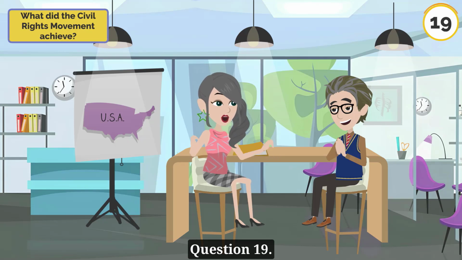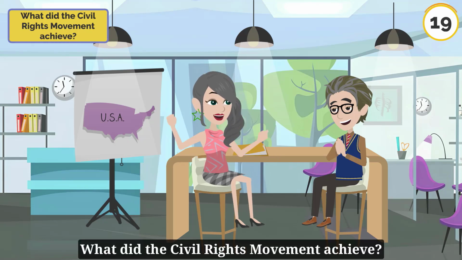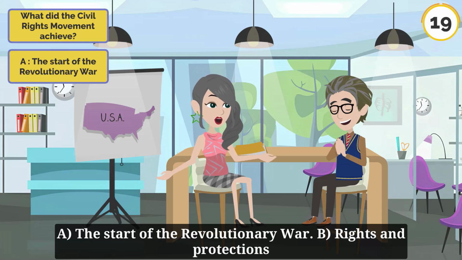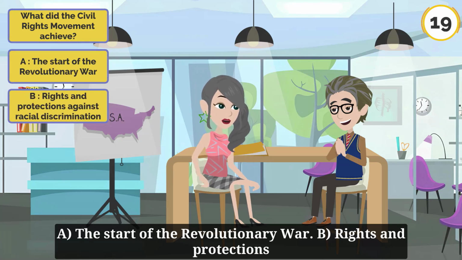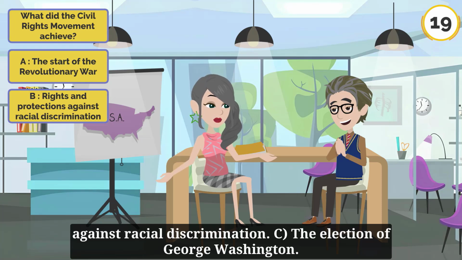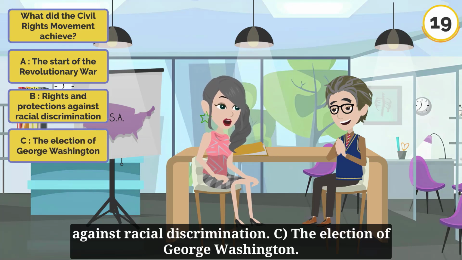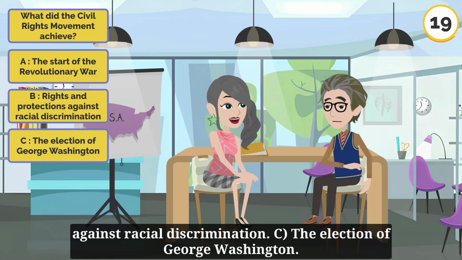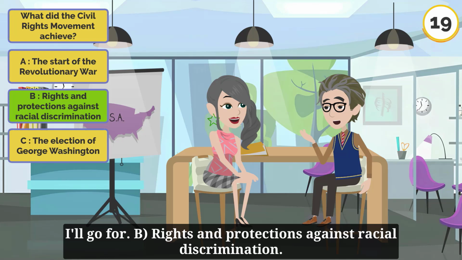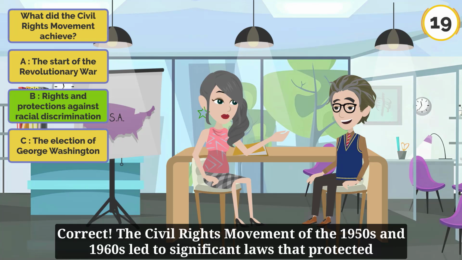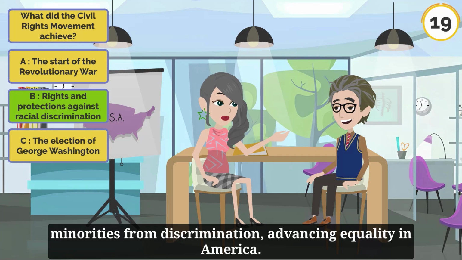Question 19. What did the Civil Rights Movement achieve? A. The start of the Revolutionary War. B. Rights and protections against racial discrimination. C. The election of George Washington. I'll go for B. Rights and protections against racial discrimination. Correct. The civil rights movement of the 1950s and 1960s led to significant laws that protected minorities from discrimination, advancing equality in America.